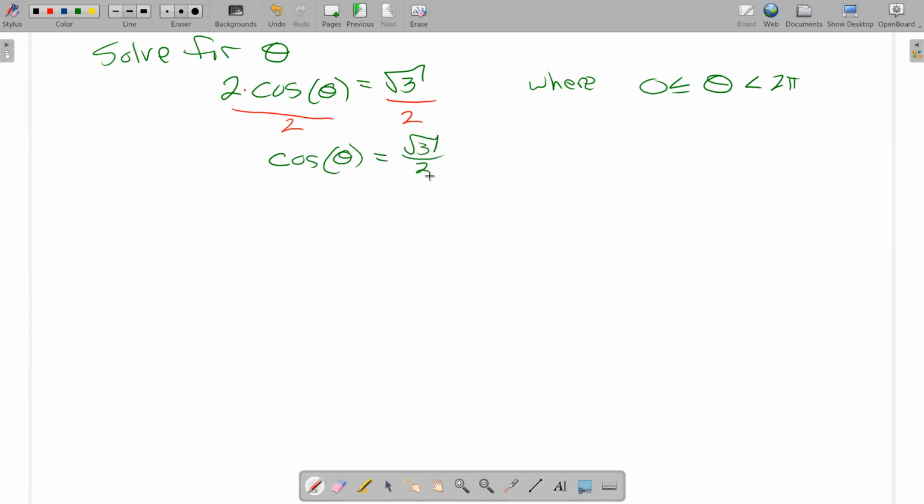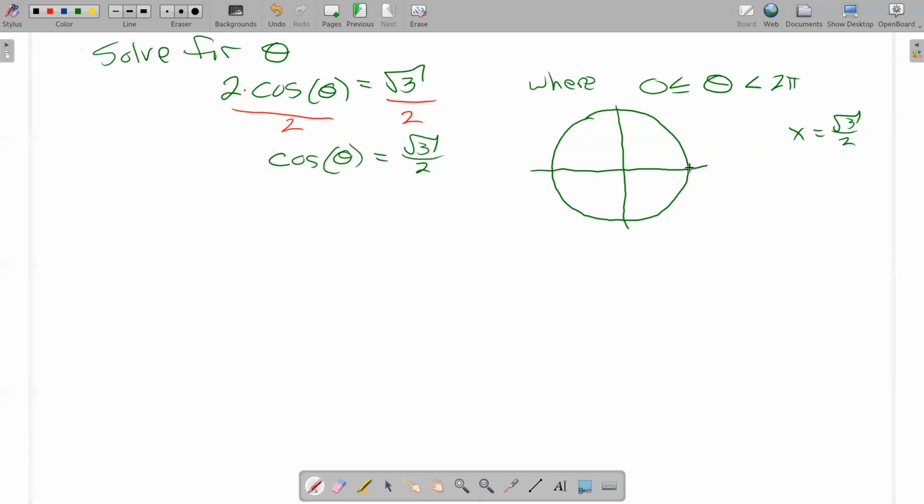Square root of 3 over 2 is one of those special x values on the unit circle for a special angle. So I'm going to whip out the unit circle here to think about this. Remind myself, and you might already off the top of your head know what that angle is. So on the unit circle, cosine is an x value. So this says find x equals the square root of 3 over 2.